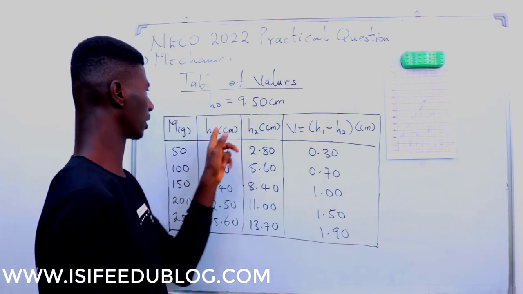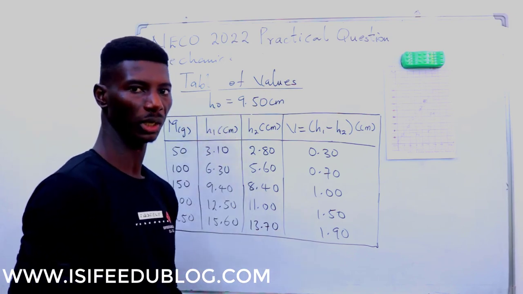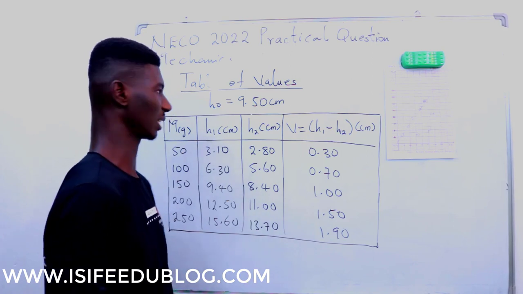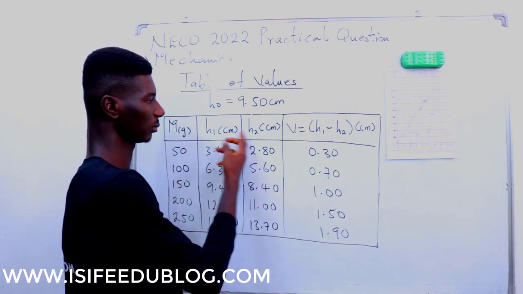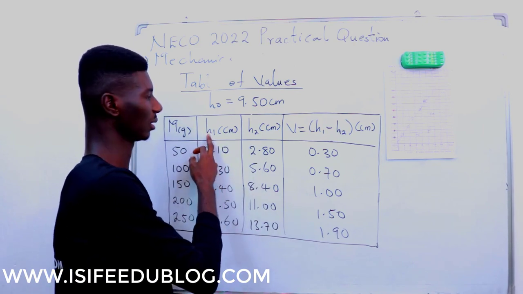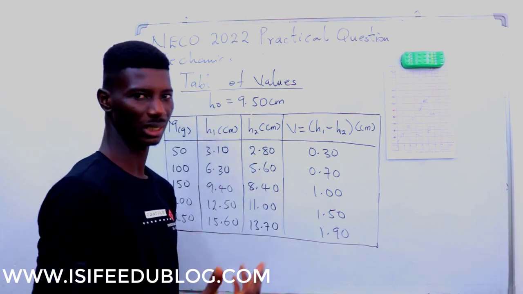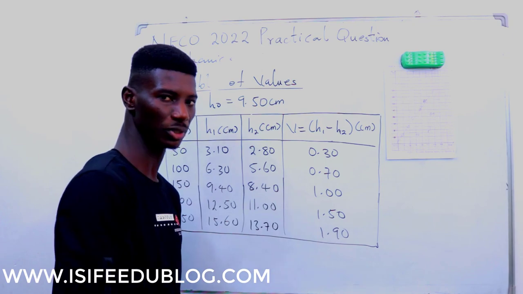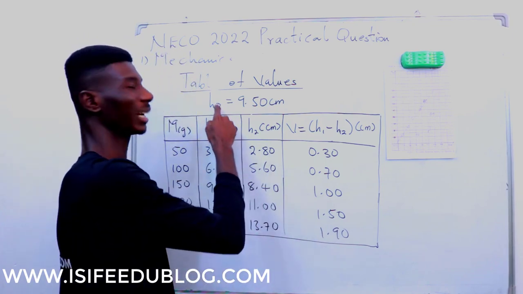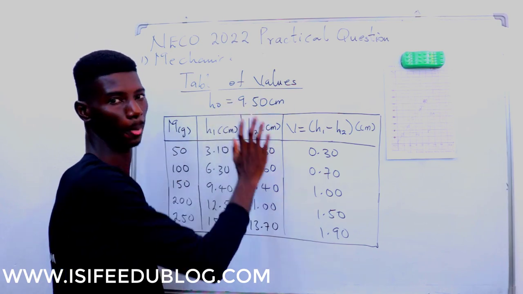They may not use the letter H. NECO may decide to call it X. It doesn't matter. They can call it X1, X2, XB, XA. It doesn't matter. The most important thing is the same procedure. So the letter does not matter. Just know how to do that. And if they ask you to record X0, it is this.